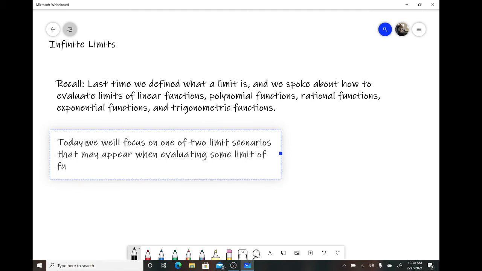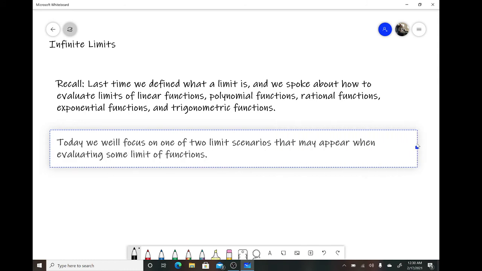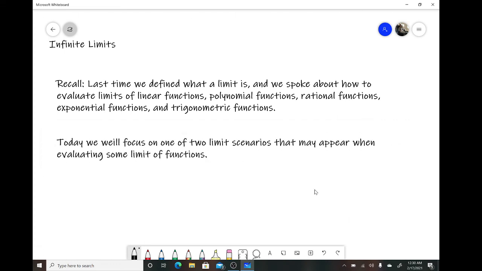of functions. So this is something that's going to happen throughout the course, where you may take a limit, and the limit may be what we call infinite, or the limit may be at infinity. So I'm just going to quickly talk a little bit about these two scenarios. Today we're going to be talking about just infinite limits. Next time we'll be talking about limits at infinity.